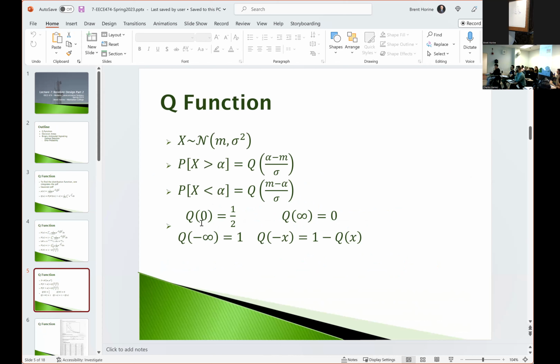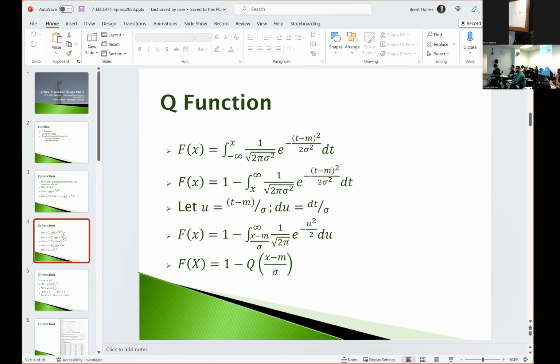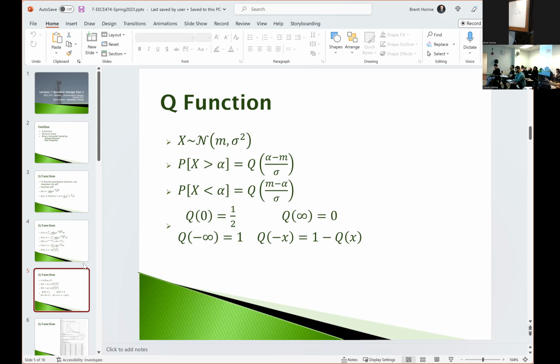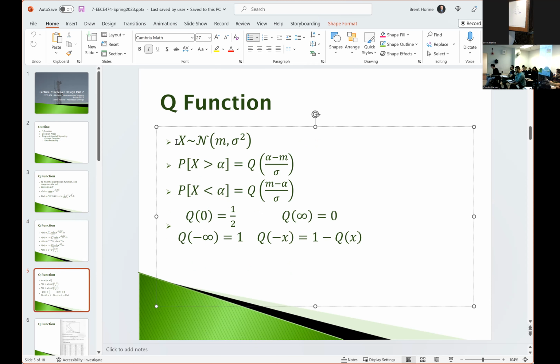And we see these properties of the Q function. f of x is equal to 1 minus this. Boy, it's slow right now, I'm sorry. So these relationships here should help you, right?